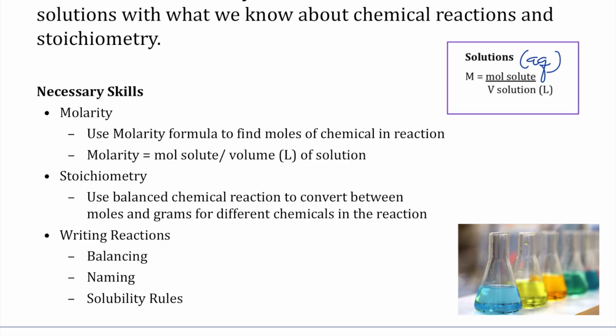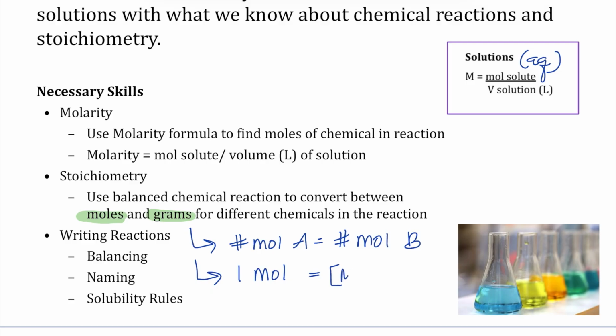With stoichiometry, we need moles or grams in order to do stoichiometry, because we know that our number of moles of A equals our number of moles of B for our mole ratio. We also know that 1 mole of some chemical is going to equal the molar mass of that chemical in grams. And so we need either grams or moles in order to do stoichiometry. So we're going to bounce back and forth. Do I need to use my molarity formula to get moles? Once I have moles, I can do stoich. And then if I need something, I can go back to my molarity formula.